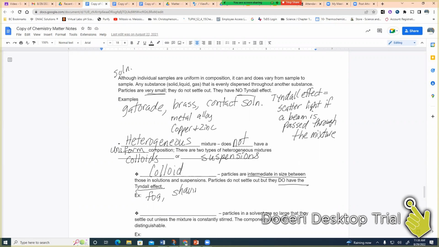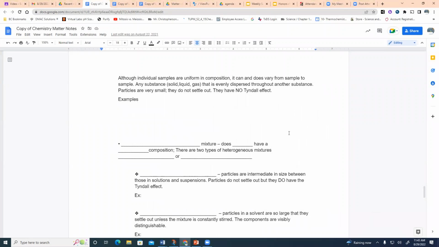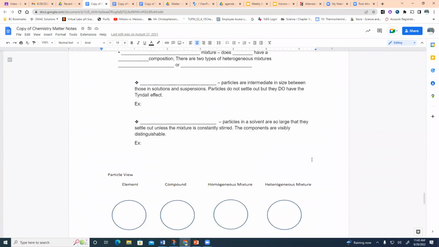Shaving cream. Delsym cough medicine. Has anybody ever taken the Delsym cough medicine? I think it comes in orange and grape. It's over the counter, but it's real thick. It's very sugary, but it has a very thick texture, and that's because it's a colloid. The particles are floating around in it instead of going into solution. The other one are suspensions. So this is probably what you're more familiar with.